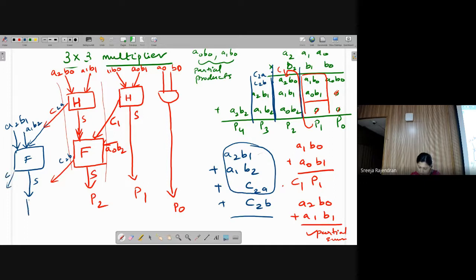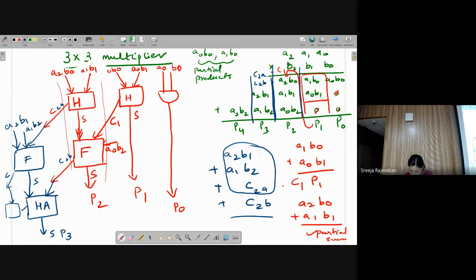Now what all comes in? I have to also add C2B with that partial sum. Yes or no? So now there are only two inputs. So what should I use there? A half adder. This generates a sum, and that is my P3. And this will also generate a carry. Now this has to go to the next stage, so the next stage will have this carry coming in.